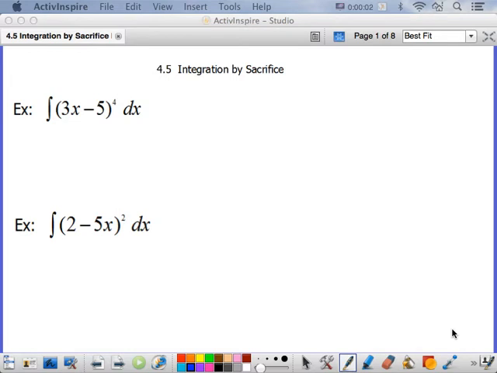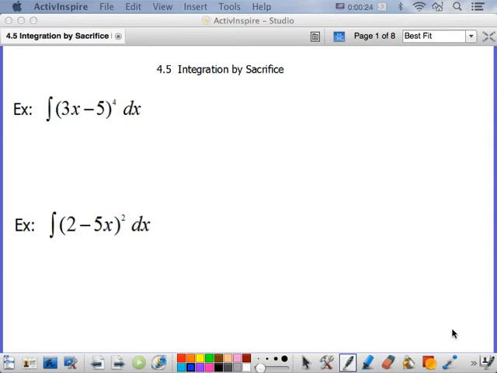Section 4.5 is integration by substitution, and the first thing we're going to do is make sure that you understand how these problems are different from what has come before it. So we're going to look at the example, the integral of (3x minus 5) to the fourth power with respect to x. Normally, we can't integrate parentheses to a power.